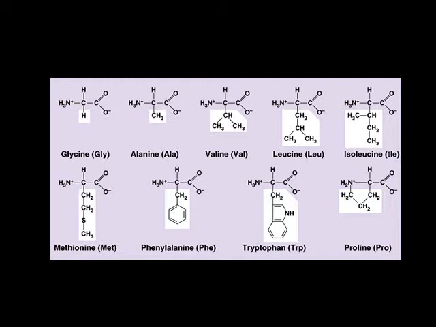The specific sequence of amino acids making a protein is called its primary structure. This primary structure, the sequence of amino acids, determines the final shape of the protein and therefore the function of the protein.